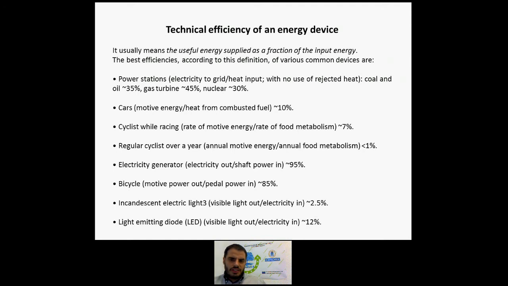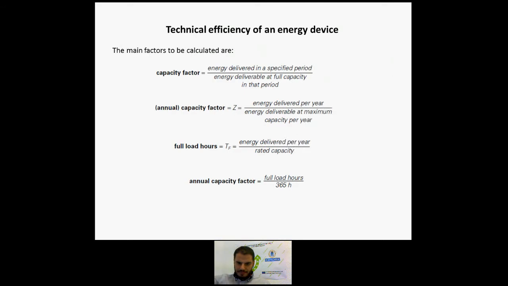Moreover, the input energy usually does not include the energy to sequester the fuel for food. If this is included, efficiencies may become much less. For renewable energy devices, we start by using a simple definition. The efficiency being useful energy supplied as a fraction of the input energy.